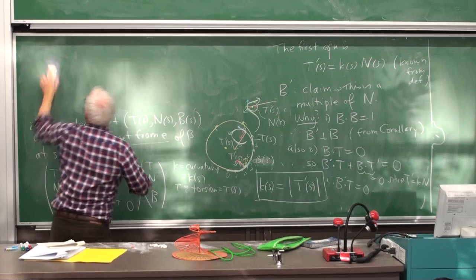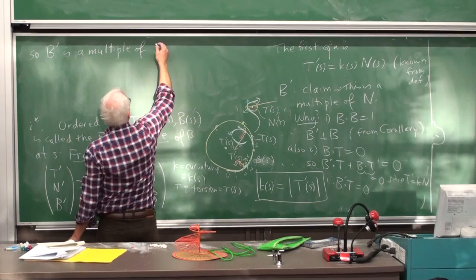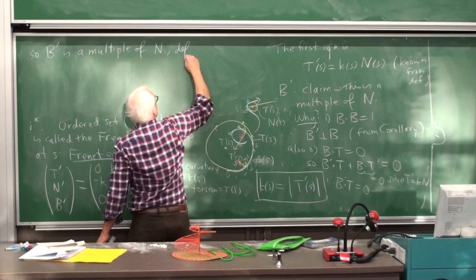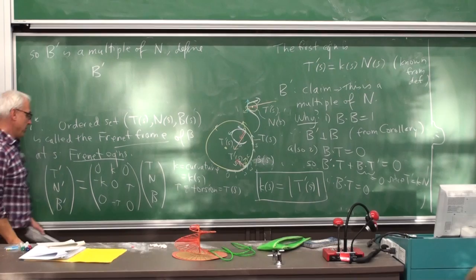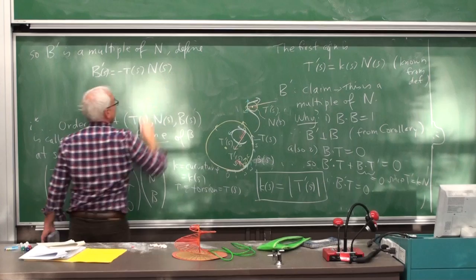So B prime is a multiple of the normal vector. So what we do is we define B prime to equal, well, we're going to just make sure this equation is true, minus tau, maybe I'll write s. So B prime of s equals minus tau of s times N of s. So we define tau of s to be that multiple.